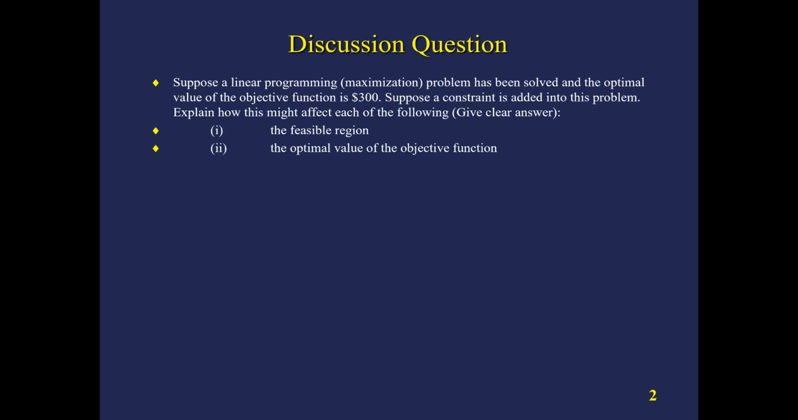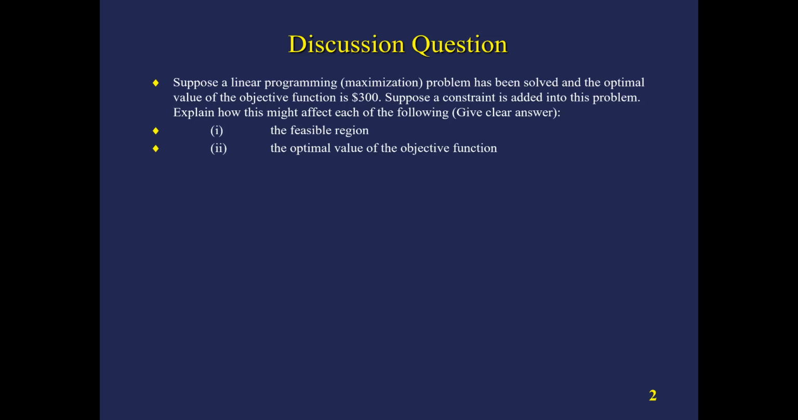The feasible region, if we add a constraint, is going to either decrease or stay the same. It stays the same only if the added constraint is redundant. Suppose that the constraint added is not redundant, then of course the feasible region is going to decrease.